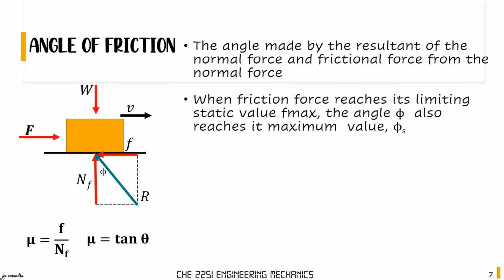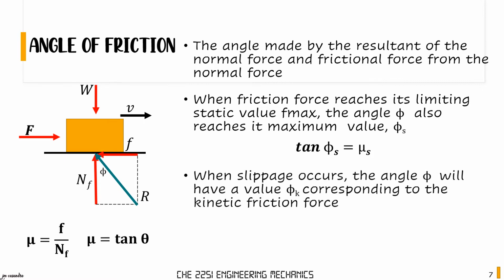When your friction force reaches its limiting static value F max, the angle phi also reaches its maximum value phi s. Thus, tangent of phi s is equal to the coefficient of static friction. And when your slippage or motion occurs, the angle phi will have a value of phi k corresponding to the kinetic friction force. Thus, we'll have tangent of phi k equal to the coefficient of kinetic friction.